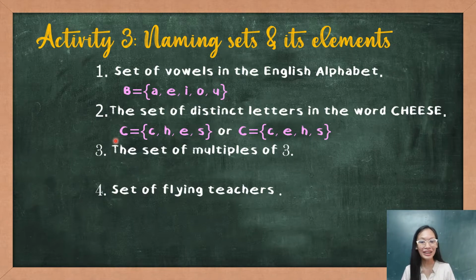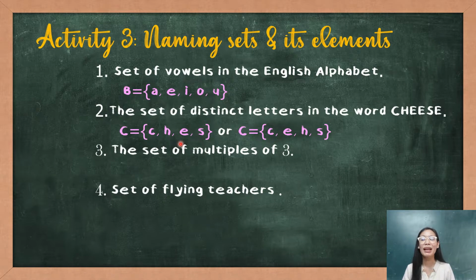Okay, eto yung sagot. Our set C is equal to the following elements: C, H, E, and S. Ganito rin ba yung sagot niyo, class? I think marami sa inyo na inulit yung pagkakasulat ng letter E. Take note, if we are listing the elements of a set, isang beses lamang isulat yung letra na nauulit.